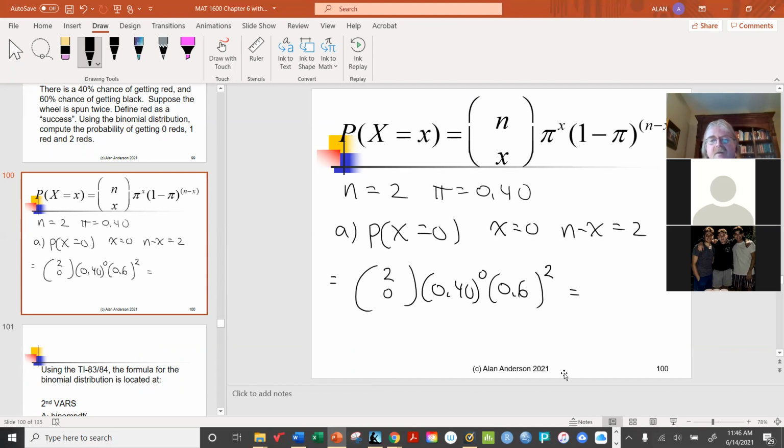Now, you might recall, this one we've already seen before. The number of ways of choosing 0 objects out of 2 is actually 1. This one, of course, is also 1. So the challenge, 0.6 times 2 raised to the 2nd power. Look how easy that was. 0.36.